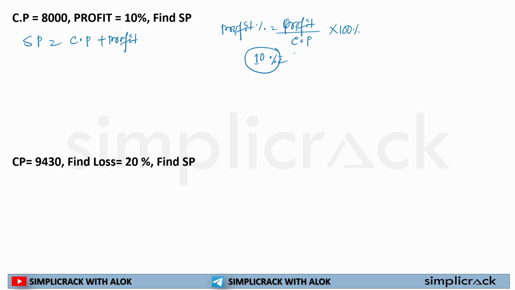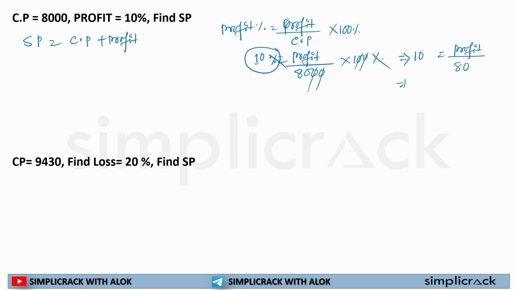So now profit is unknown to me because I don't know what the profit is. Now it is cost price. Cost price is what? 8,000. So in place of cost price, we will write 8,000 multiplied by 100%. So the 100, the zeros will cut out. Now the percentage symbols will cut out. So now my answer is what? 10 is equal to profit divided by 80, because the zeros and the symbols are cut out.